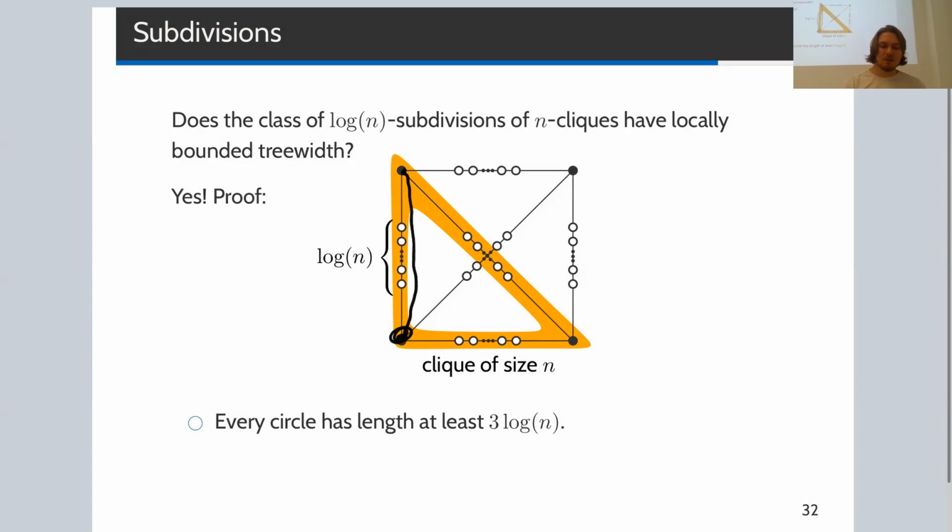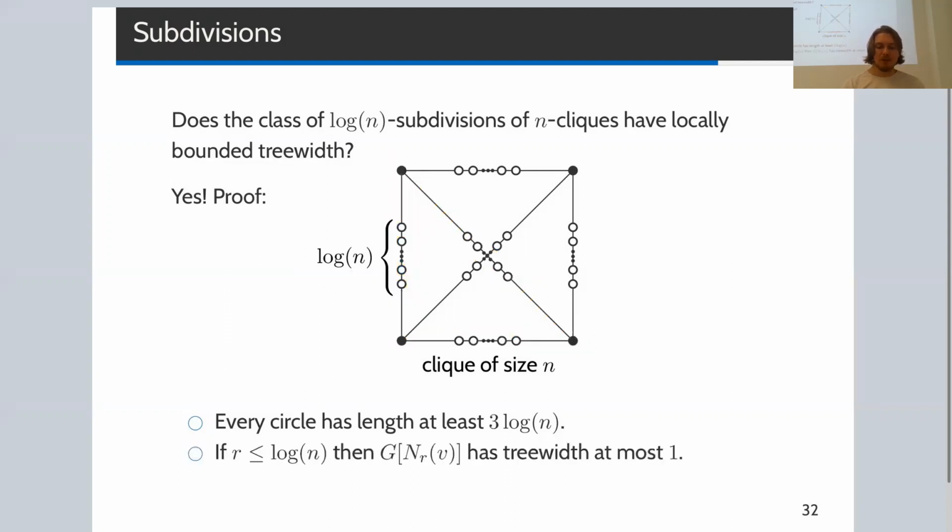And the only way to make a circle is by passing through another log n vertices to go here, and then maybe another log n vertices to come back. So there are no short circles in this graph. Every circle has length at least 3 log n.